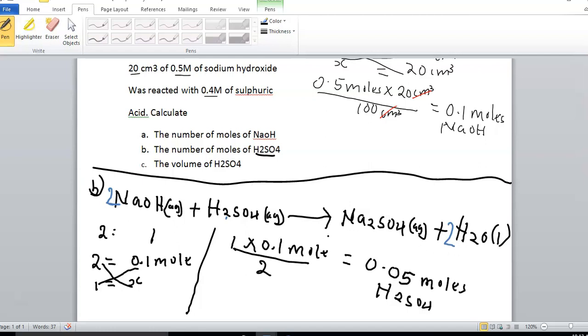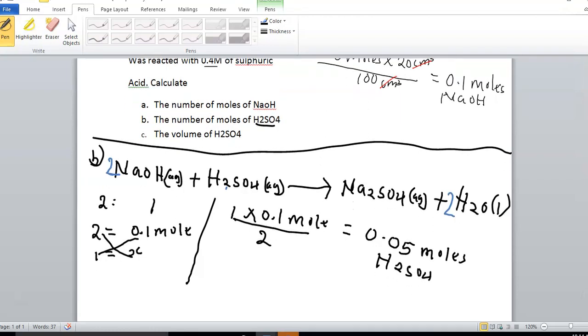Then you balance the equation. When you balance the equation, you extract the mole ratio. The mole ratio is always the coefficient of the reactant. The mole ratio here in this case is 2 to 1: sodium hydroxide mole ratio 2 and sulfuric acid 1. Then since we have the number of moles of sodium hydroxide as 0.1 in part A, you say the mole ratio of sodium hydroxide, which is 2, is equal to 0.1. 1 mole ratio is equal to X. Then you cross multiply, and this is what you get: 0.05 moles of sulfuric acid. That's what you get. Okay, let's do part C.